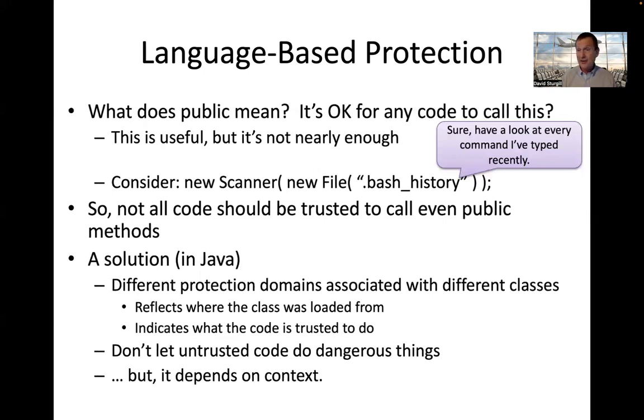The problem is they're not usually enough for what we want to be able to do. Consider how you've got a file class, and it's got a public constructor that lets you open any file, and there's a scanner class that has a public constructor that lets you give it, I think, any input stream, which means you could write code like this that opened a new scanner that could read from a file like your bash history file.